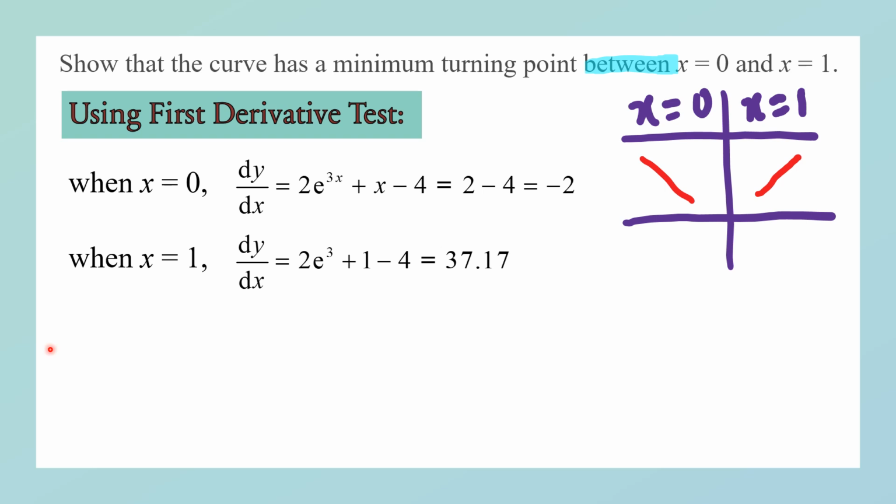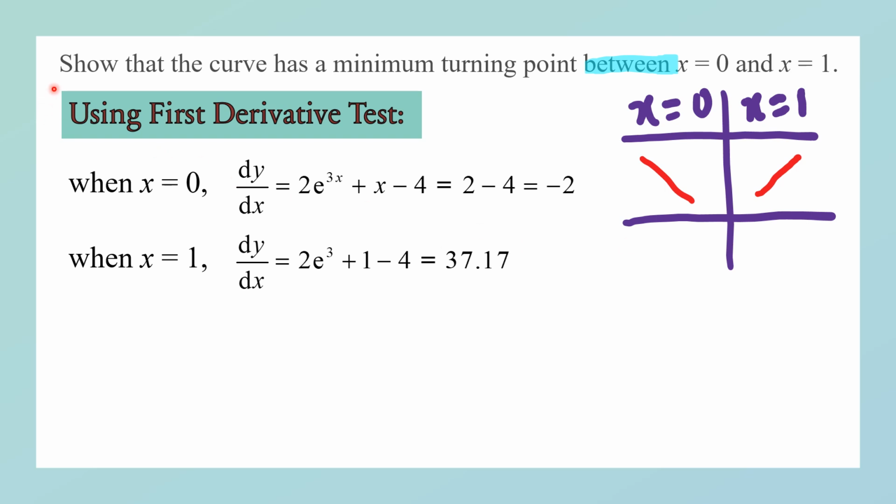So given this, what we know is that the gradient changes from negative to positive, but exactly where the turning point is, we do not know. But we do know that somewhere between x equals 0 and x equals 1, there has to be a turning point, because by looking at the gradient, the slope, we know that it has to be a minimum turning point.